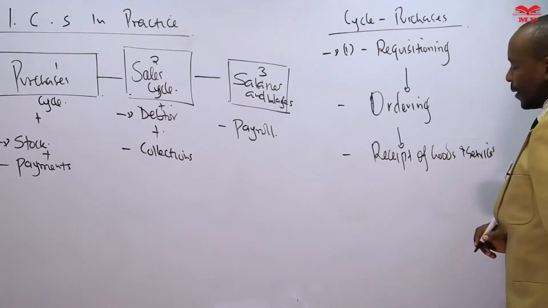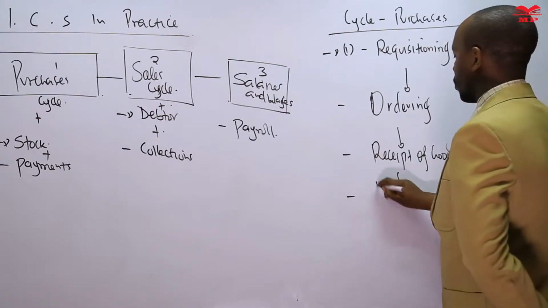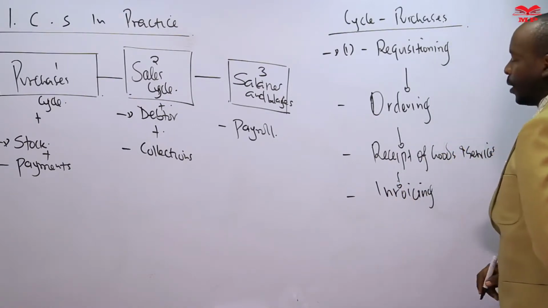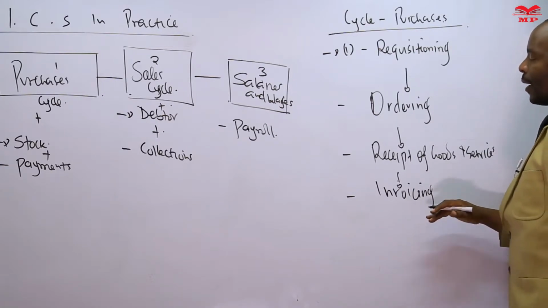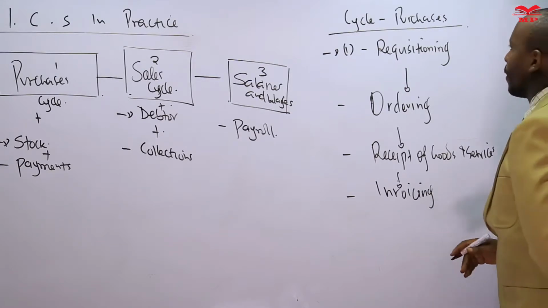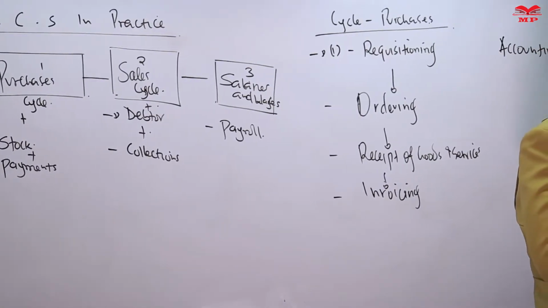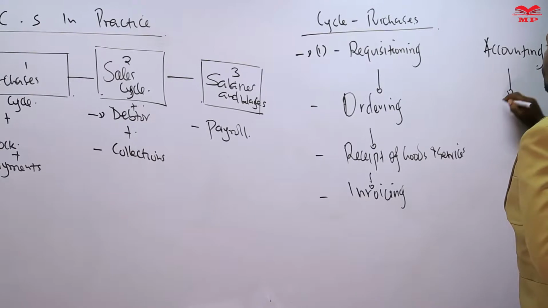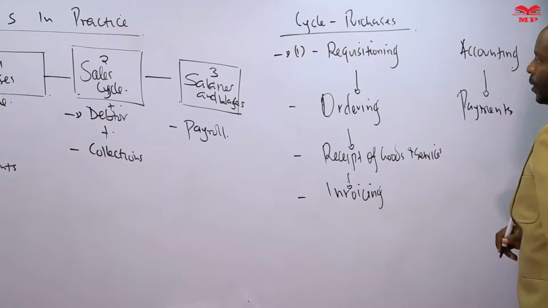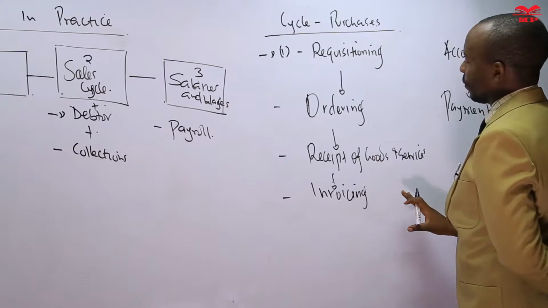And once you receive the goods and services, the next thing you do is to do what? You wait for the invoice. We provide the statement there, and we call that process invoicing. If you receive an invoice, and the invoice requires you to pay, you cannot pay unless you maintain an account known as the creditors, and therefore we have accounting. Accounting is followed now by payments. And that will bring to the end the activities in what? In the purchases cycle.